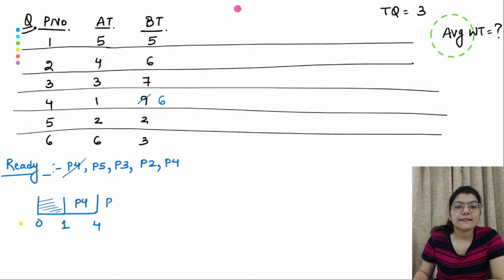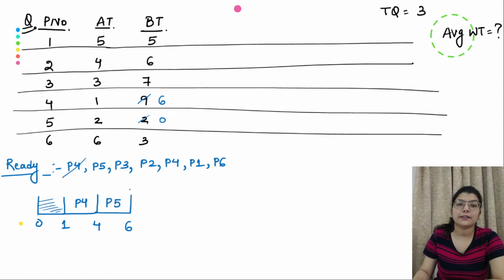Now next I'll execute P5, because in my ready queue I have P5. P5 again will execute for 3 time quantum, but burst time is 2 only, so 6, and this will turn out to be 0. Now when the timeline was 5, P1 arrived, and then at 6, P6 arrived, and P5 is completed, so I won't write it back again.